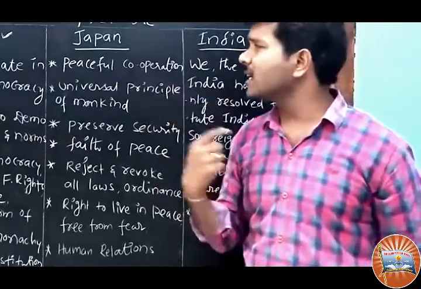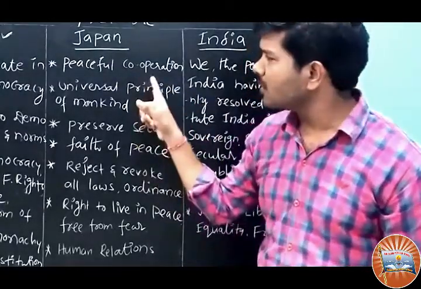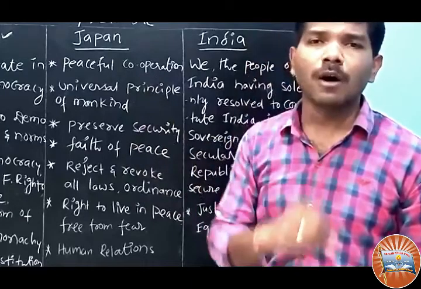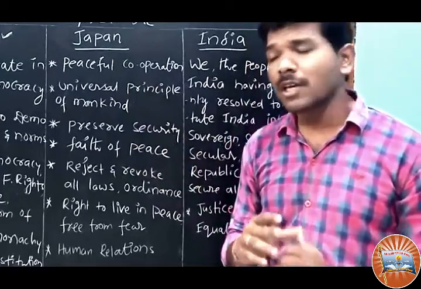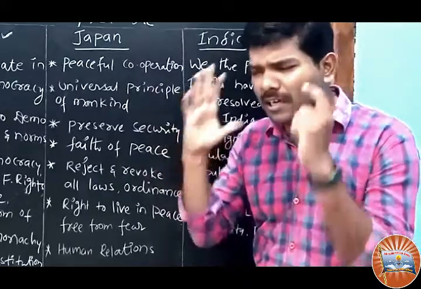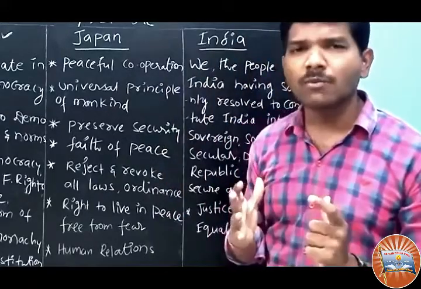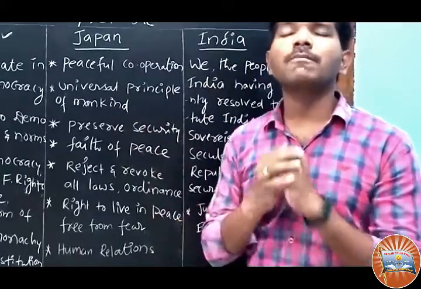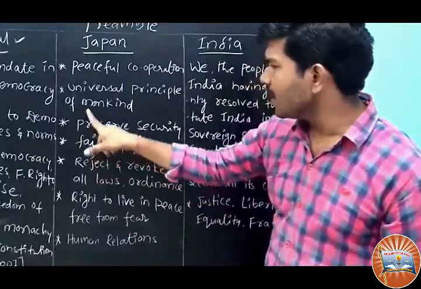Sir, why are they asking for peaceful cooperation? Because Japan faced two atom bombs in the Second World War. So they are afraid; we don't want that kind of terrifying situation. We don't want a very dangerous situation. We want peace. Yeah, next.